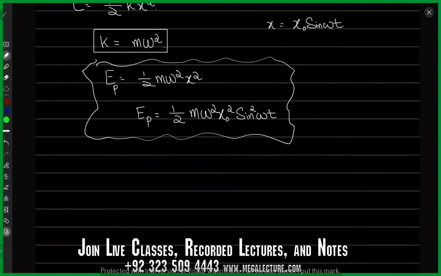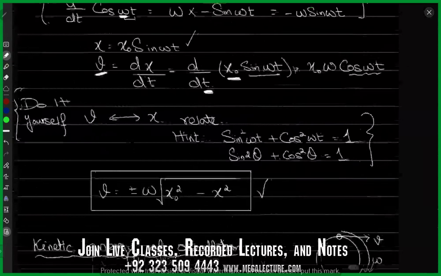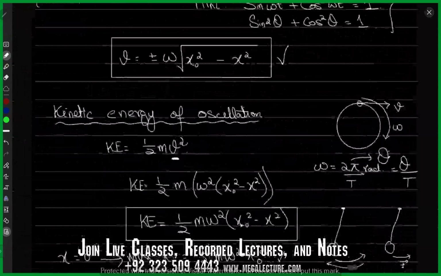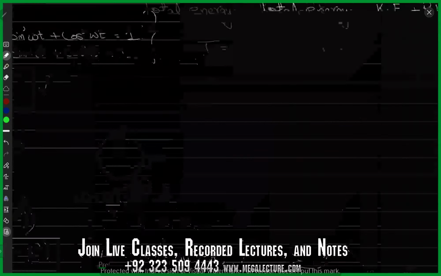So this is the potential energy. Then the total energy of the system is simply the sum of the two, right? Total energy is kinetic energy plus potential energy. So that means the total energy T would be kinetic energy, as we saw, which is half m omega squared times x naught squared minus x squared.